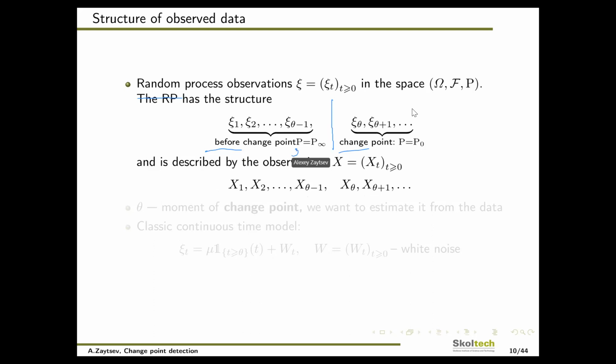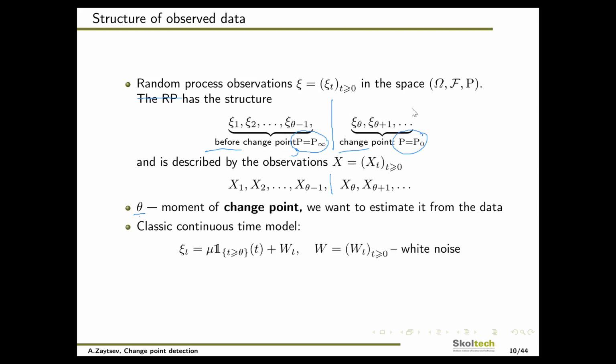Here we say, for example, in our simplest model, no dependence between the observations, which is quite easy to handle as a random process, but we have some distribution before, p infinity, and some distribution after the change, p zero. We will later discuss why we have these names. Also, we have observations related to the before and after change point parts, and we have this moment we want to detect, the change point. For example, we can say that we have some change in mean.